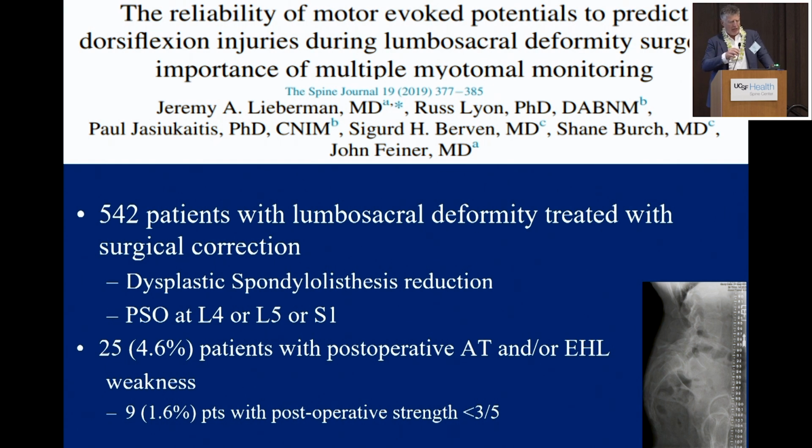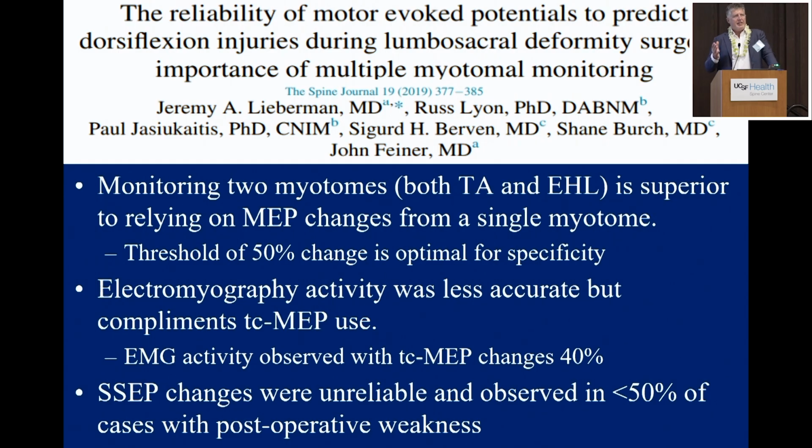And we found that postoperatively, about 5% of these patients had some weakness of their anterior tib or their EHL. And 2% of them, half of those, had significant weakness, meaning less than 3 out of 5 in strength. What we found here was important. This is looking well below the conus. So this is no longer at the spinal cord, but at the nerve root level. And what we found is that looking at multiple myotomes was really quite sensitive.